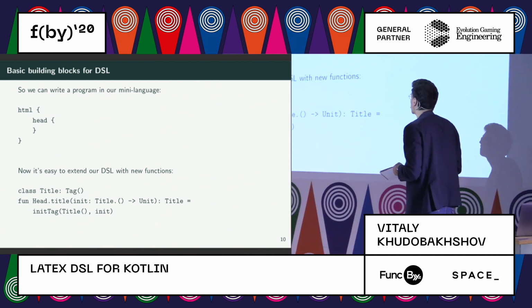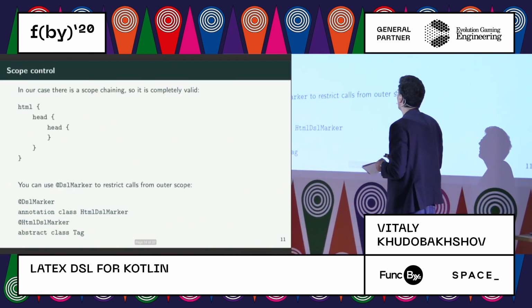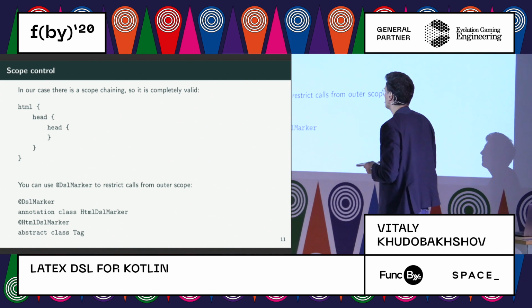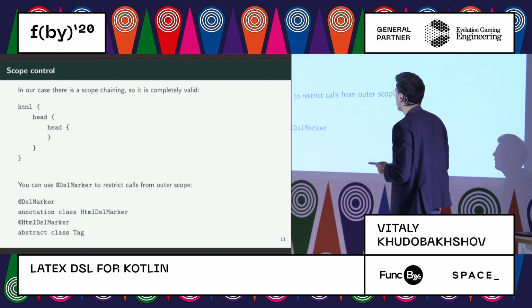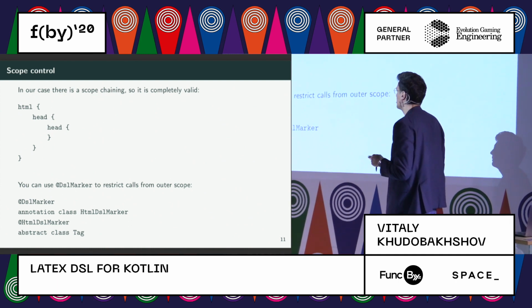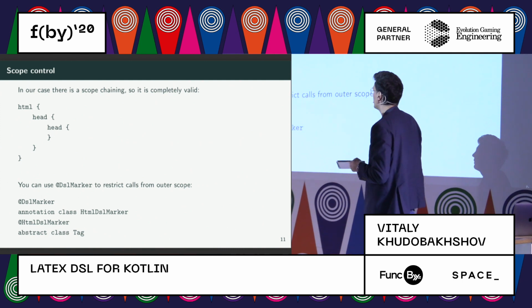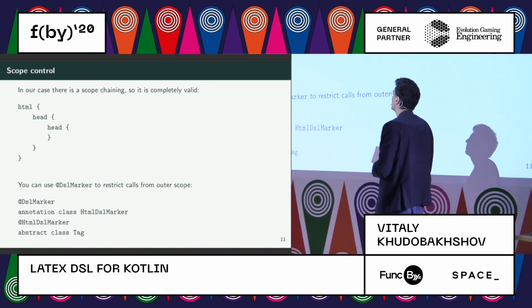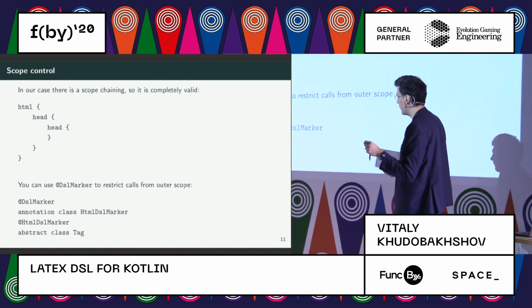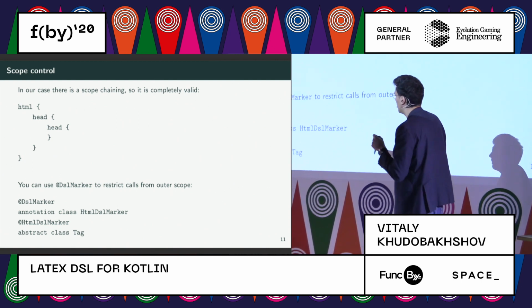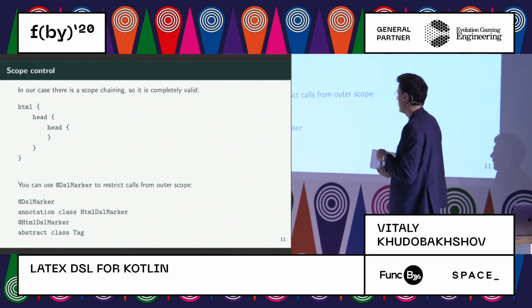But the problem is that this piece of DSL code will be absolutely correct right now, so we can use head inside head, but we would like to avoid it. Kotlin is smart enough to manage that, so we can use an annotation here to restrict calls from the outer scope. This annotation is called DslMarker. If you want to carefully manage your scope, you need to create some annotations derived from DslMarker, use it everywhere in your code, and mark any existing tag by this annotation.